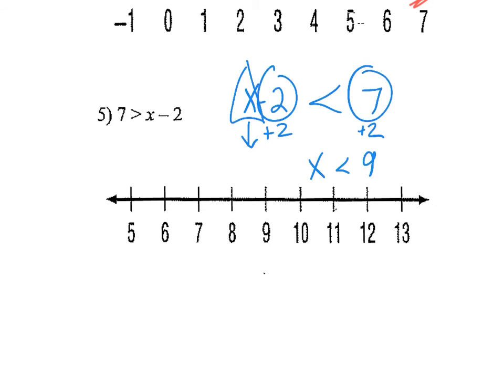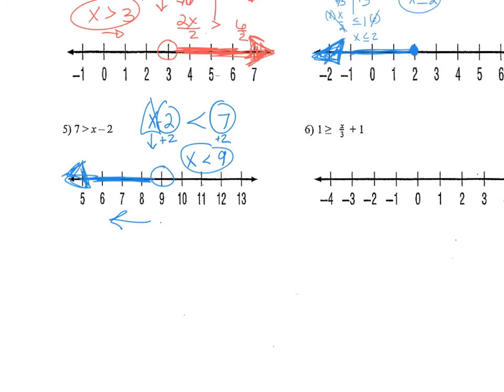So is that an open dot or a closed dot? Open dot. And I'm going to shade which direction? To the left. Everything less than 9, because that's what my sign showed me. So that's the direction I'm going to shade.